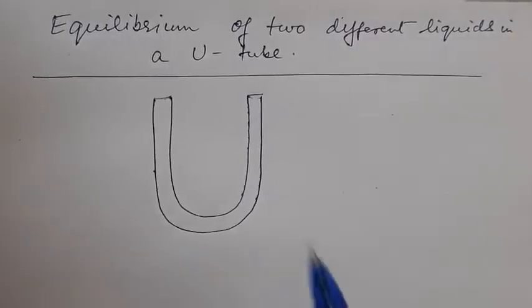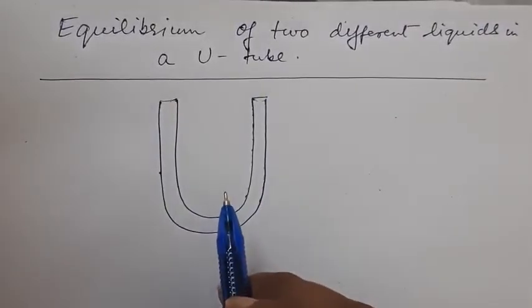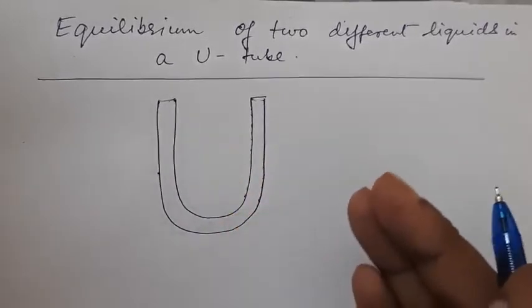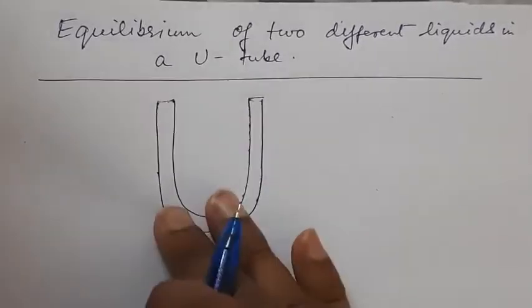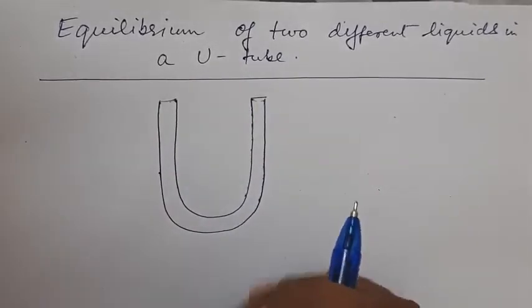Now, equilibrium of two different liquids in a U-tube. This is a very important topic. Questions for joint entrance and all these things come from this part. Now, what do you mean by equilibrium of two different liquids?